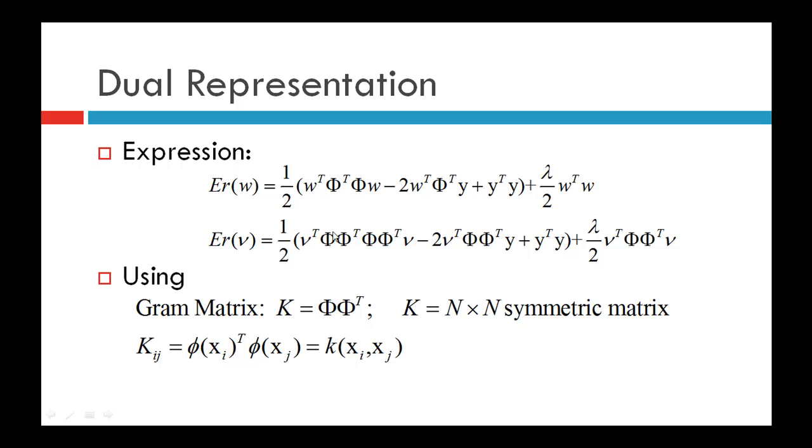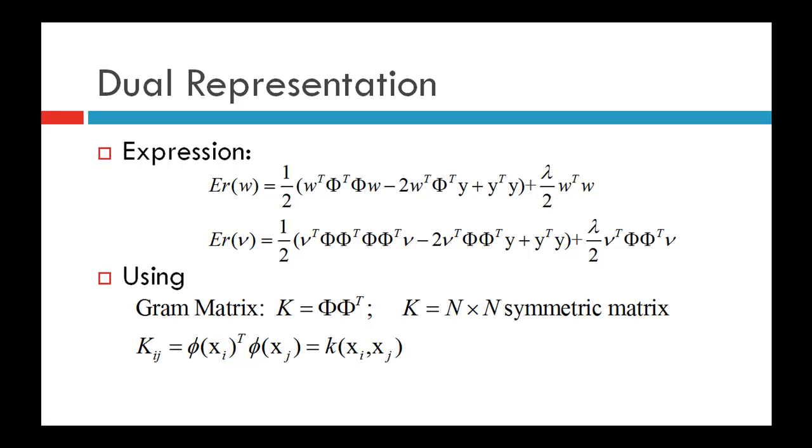And now we define the Gram matrix, which is defined as phi times phi transpose. This Gram matrix is basically the kernel matrix, which is an N cross N symmetric matrix whose components kij are given as phi of xi transpose phi of xj, and we represent the ij component as k of xi comma xj, which is defined as phi of xi transpose phi of xj.